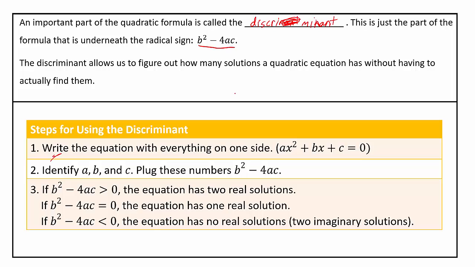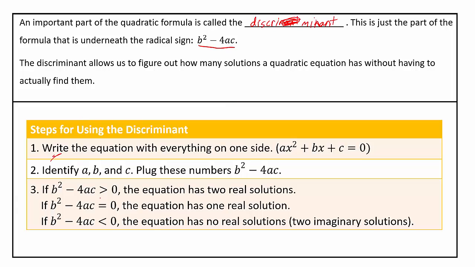And once we know what a, b, and c are, we plug those numbers into b squared minus 4ac, and we find out what that number is, paying very close attention to whether or not the minus 4ac part of that ends up being plus or minus, because that's going to make a huge difference potentially on what the number is we get. So because it's just b squared minus 4ac, we should get a number, and then step 3 here shows us what that number means.